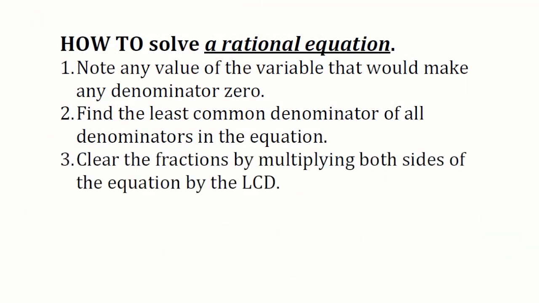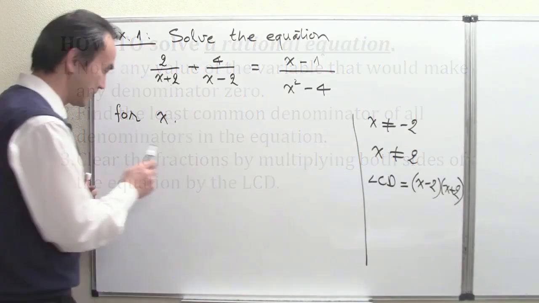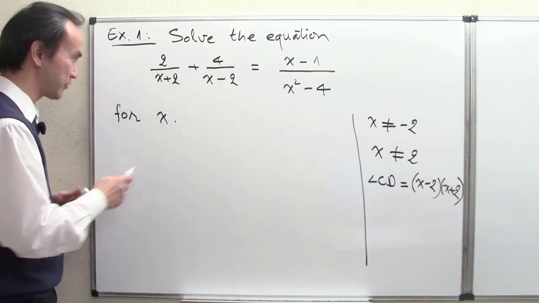All right, and so now step 3 of the method right here: we will clear all the fractions by multiplying both sides of the equation by the LCD. The main goal here is to clear out the fractions, the rational expressions. But to do that, we must multiply both sides of the equation by the LCD that we found from the previous step. And so this is how it's going to start right here.